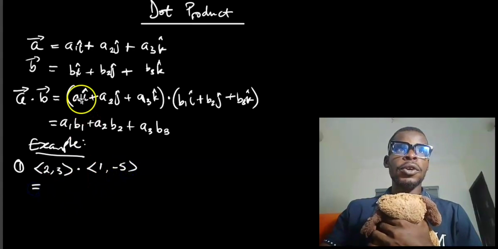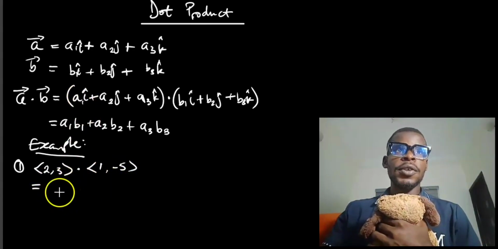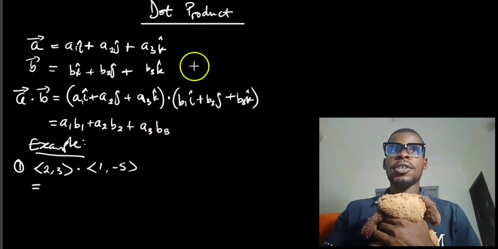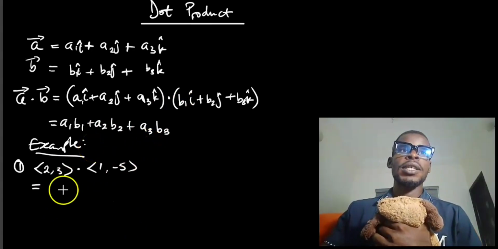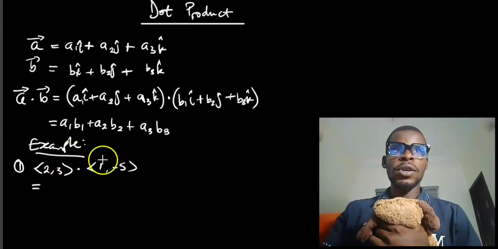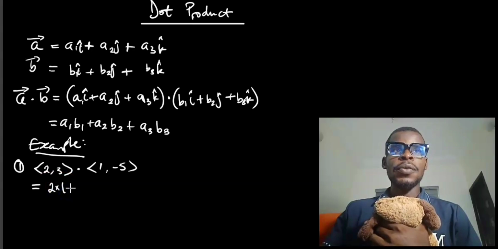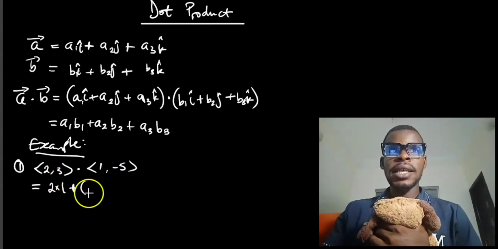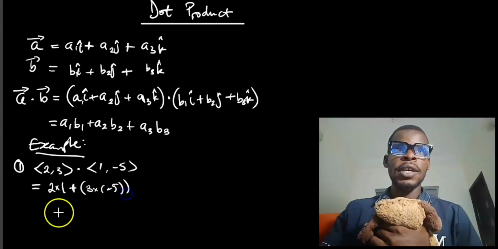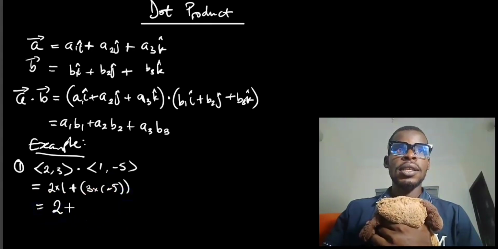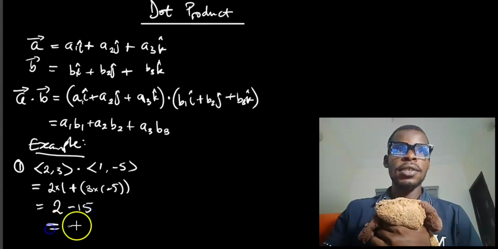Okay, so recall this is just the sum of the products of the corresponding entries, and also remember that a dot product or scalar product gives us a number, so we won't get a vector as a result. In this case we would simply have 2 times 1, and then we add that with 3 times -5. So this gives us 2 times 1 is 2, then this is -15, which gives us -13.